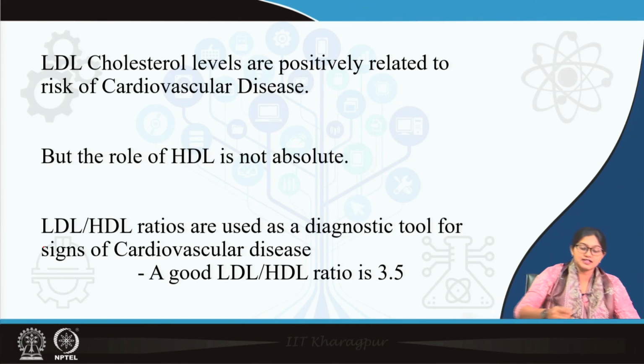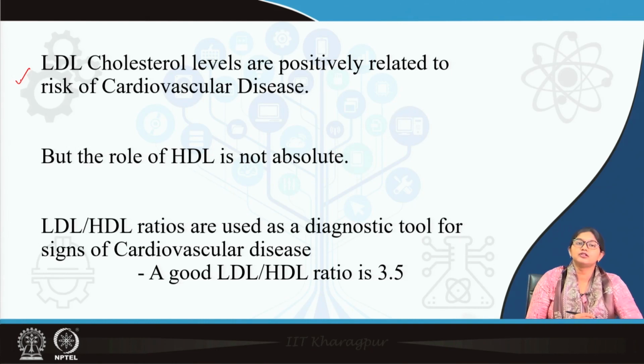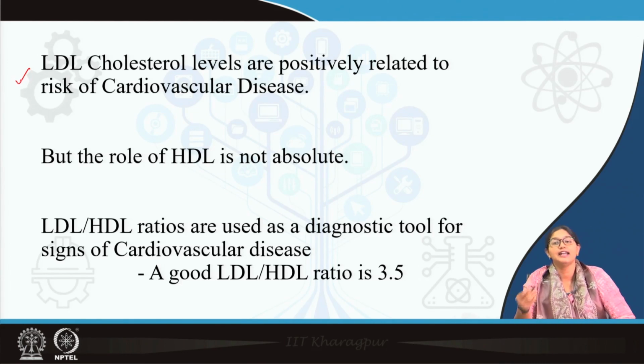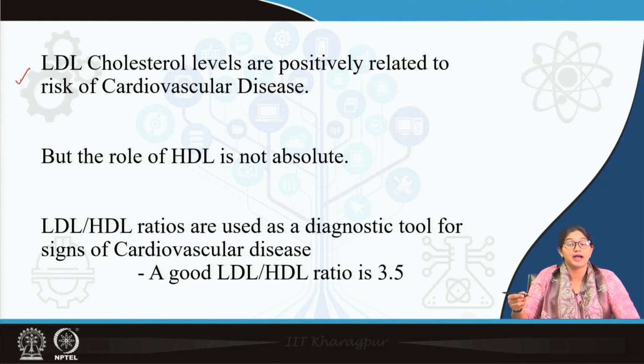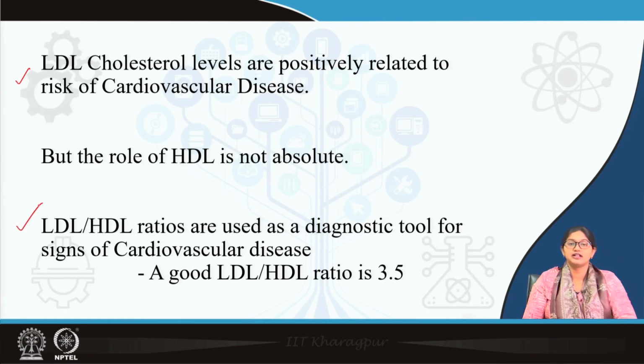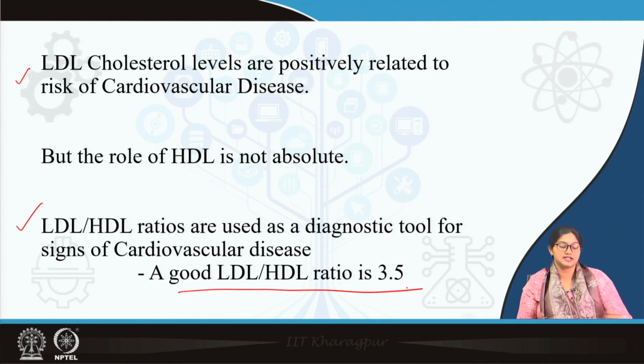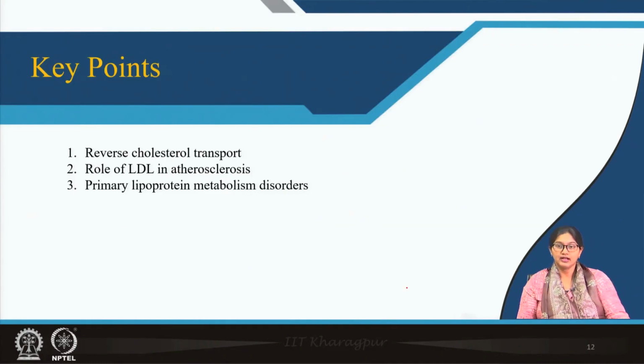So, what we have seen is that LDL is positively related to the risk of cardiovascular disease, but the role of HDL is not absolute. Remember, even if HDL3 is very high in circulation, that is causing atherosclerosis. So, what is required is the LDL HDL ratio, which can be used as a diagnostic tool for cardiovascular disease. The good LDL HDL ratio is taken as 3.5.